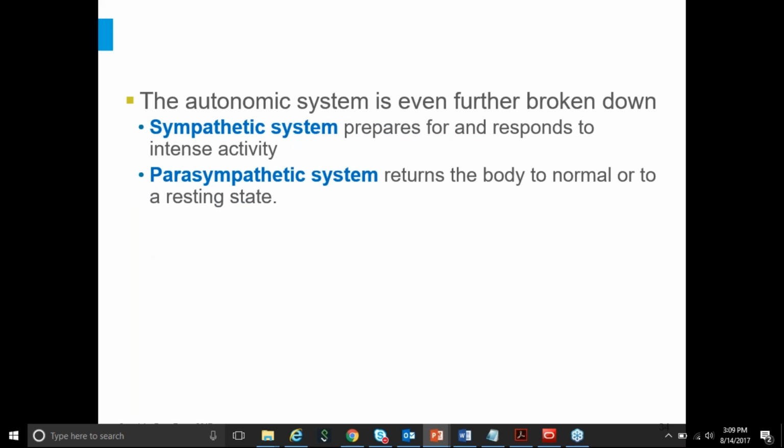And these have opposite effects on the same organs. For example, the sympathetic system speeds up heart rate when needed, and the parasympathetic system slows down heart rate when needed. They work together to achieve a level of fine control over the body's involuntary functions. In general, the sympathetic system prepares for and responds to intense activity, and the parasympathetic system returns the body to normal or to a resting state.